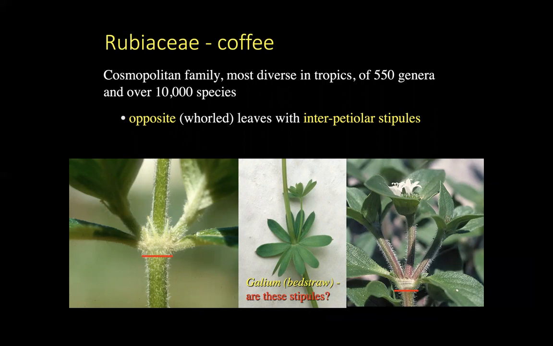Many times they appear whorled with many leaves coming out from one node. And what those whorls are interpetiolar stipules. So stipules that are kind of rotated out from where the petioles are. So in the case of this Galium, which is like the key genus to know here in Colorado, also known as bedstraw, you have true leaves and then a bunch of foliose stipules. So it looks like it has like 10 leaves.